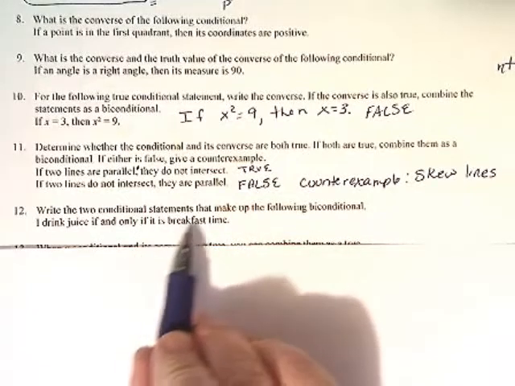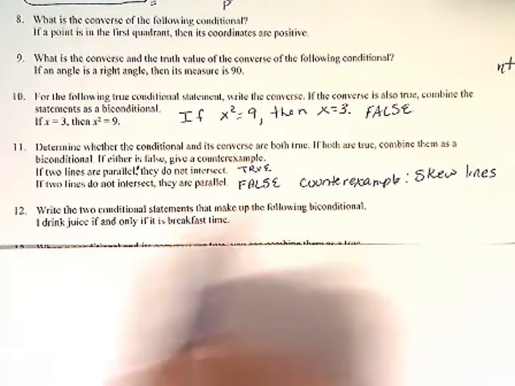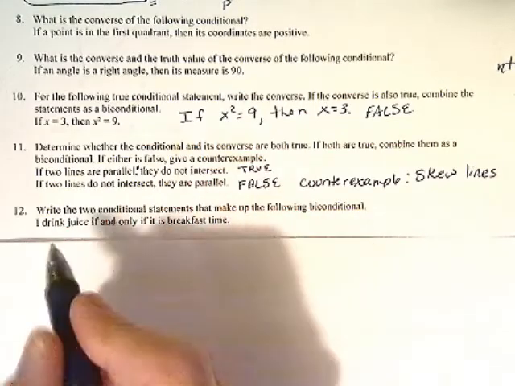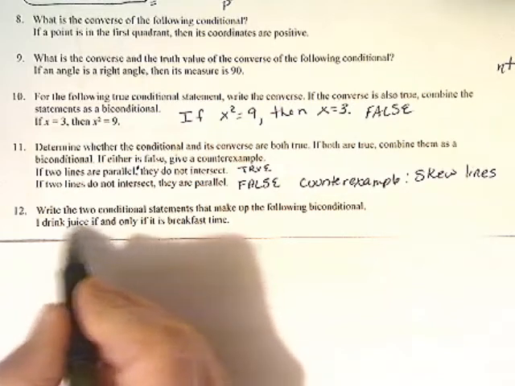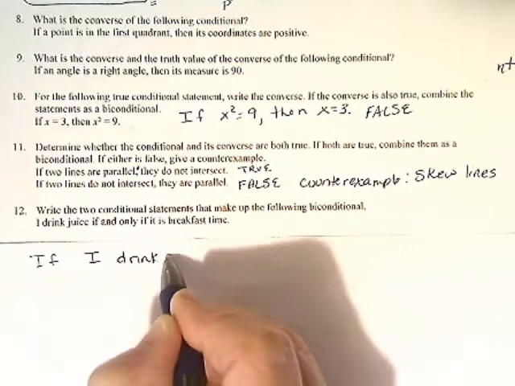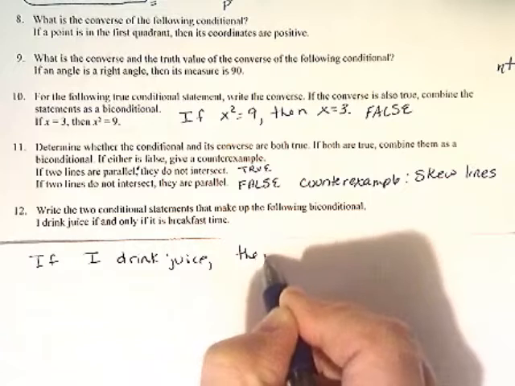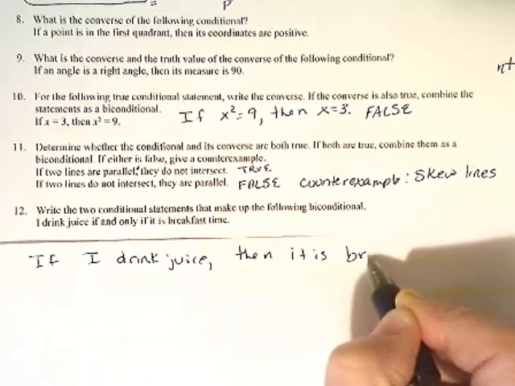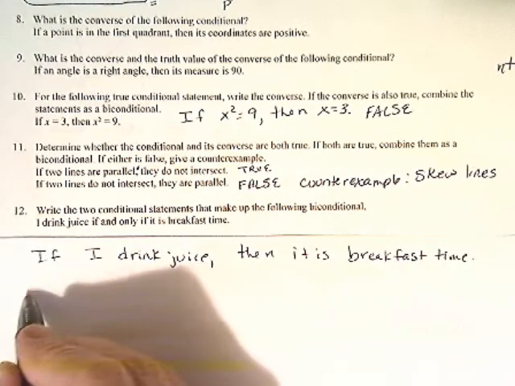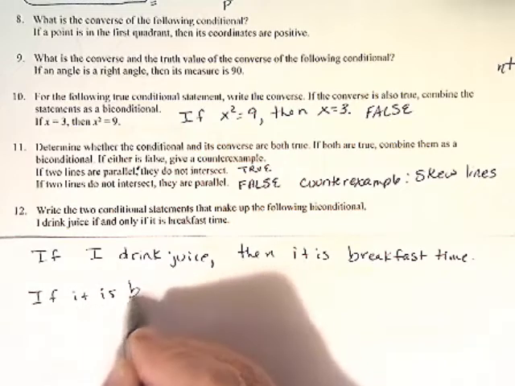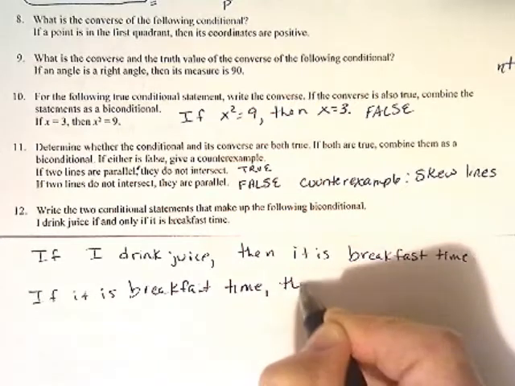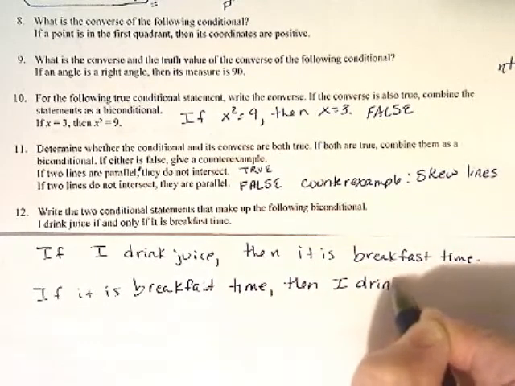Number 12, write the two conditional statements that make up the following biconditional. I drink juice if and only if it is breakfast time. So for number 12, the first thing that you want to write, your hypothesis is right here. It's always listed at the front. If I drink juice, then it is breakfast time. And the converse of that would be if it is breakfast time, then I drink juice.